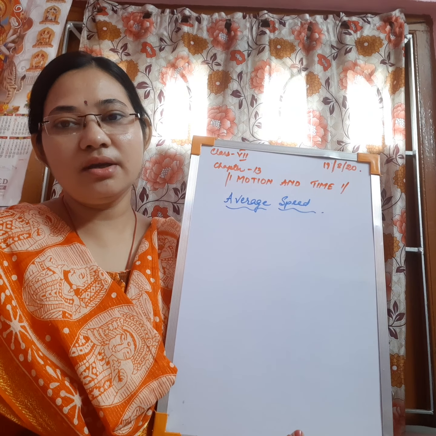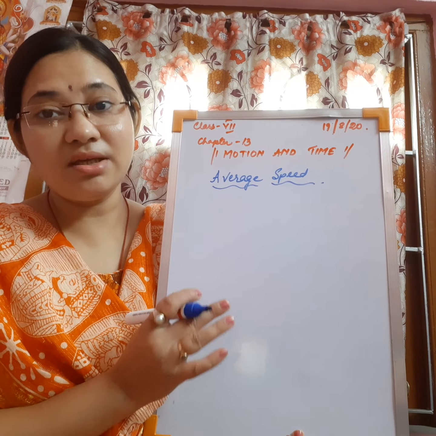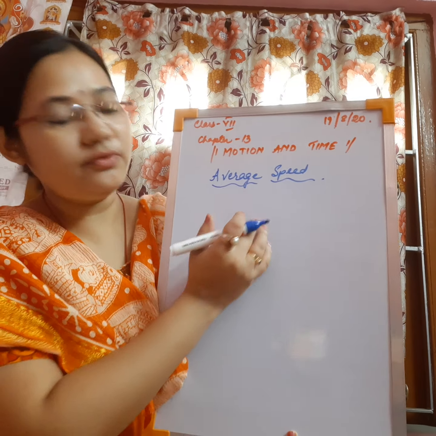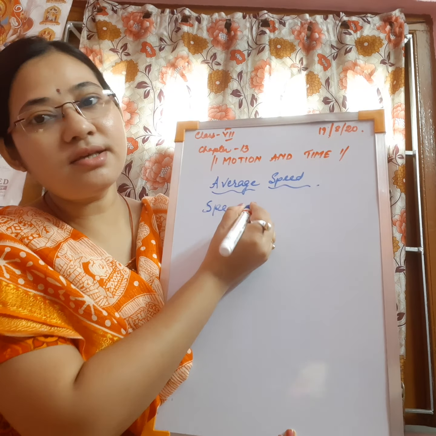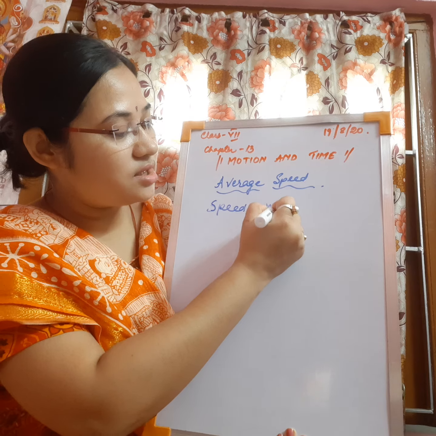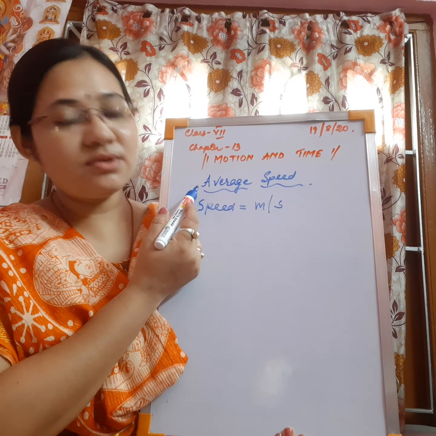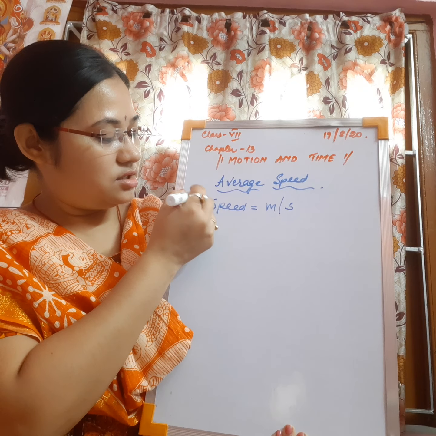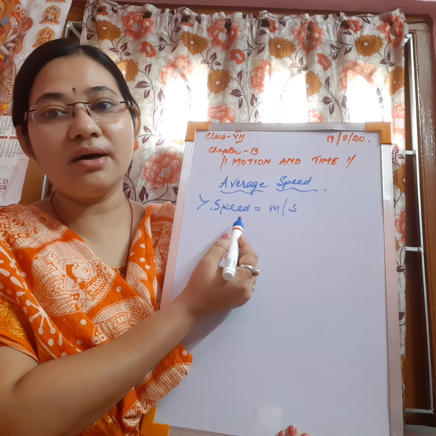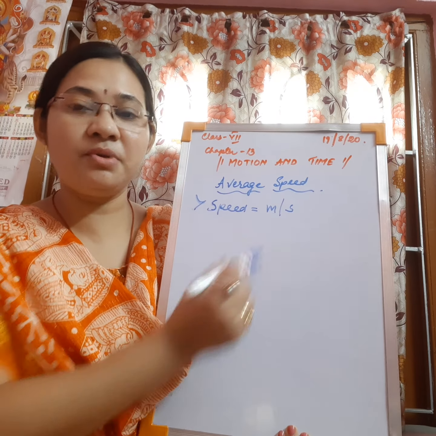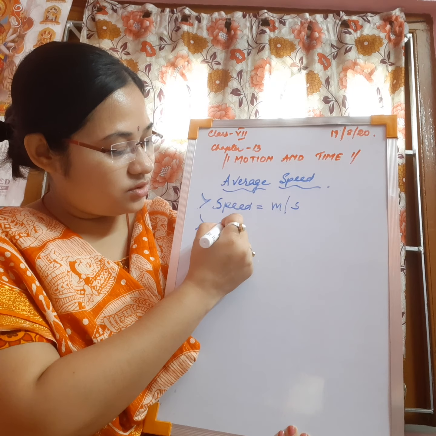Today we are going to study about average speed. In our previous video we studied about speed. We have seen that the SI unit of speed is meter per second. For average speed also, this is the SI unit, that means meter per second.